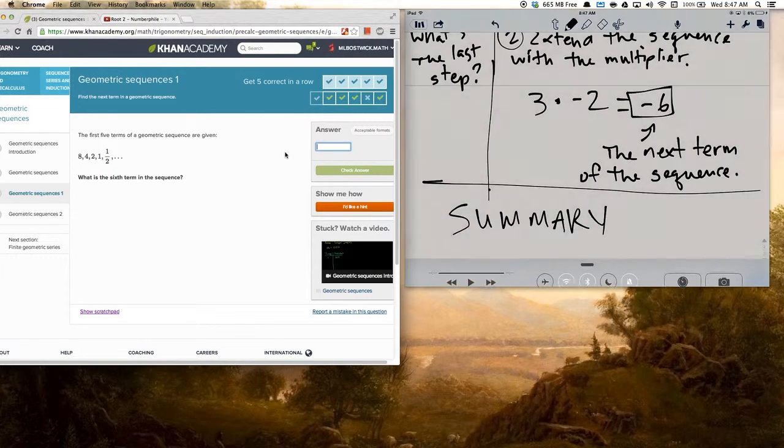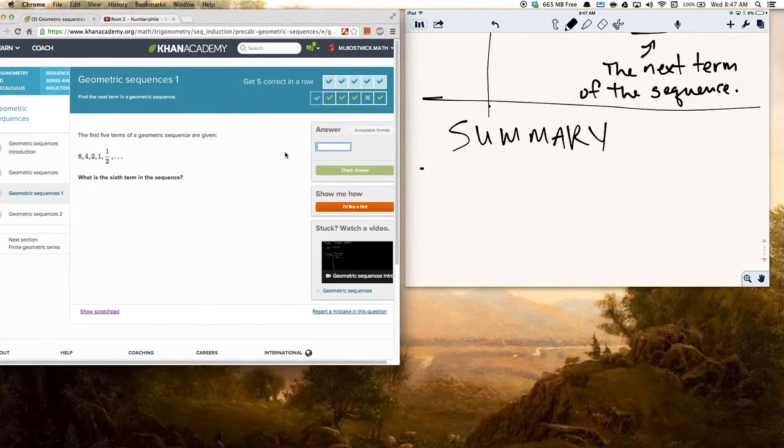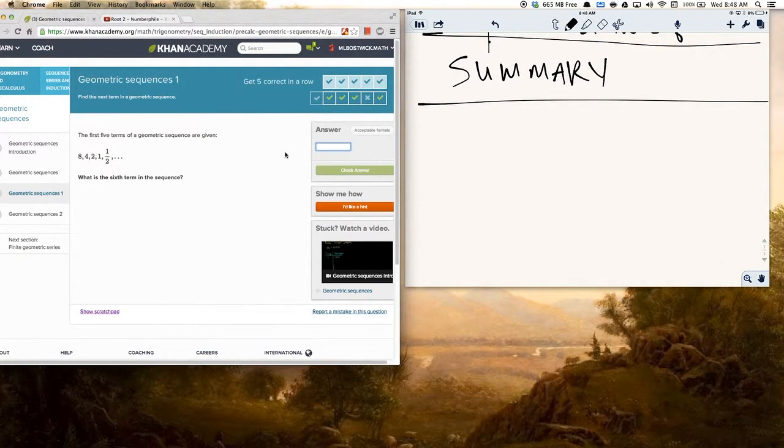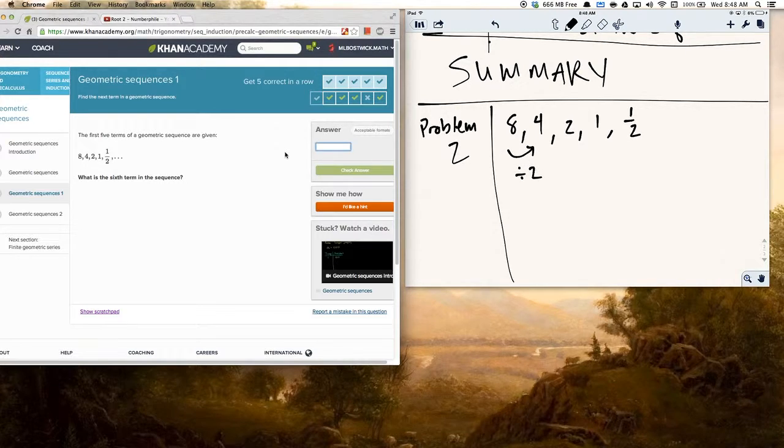Let's go ahead and do, I'll say 2 more examples here. I'd start a new page if you filled up that page, but I'm going to do problem 2. So 8, 4, 2, 1, 1/2. Some of these are kind of easy. What you'll notice, don't get too complicated, is that this is just dividing by 2 each time. That is a pattern that we can exploit, and so now we just need to take 1/2 divided by 2 to find the next thing.